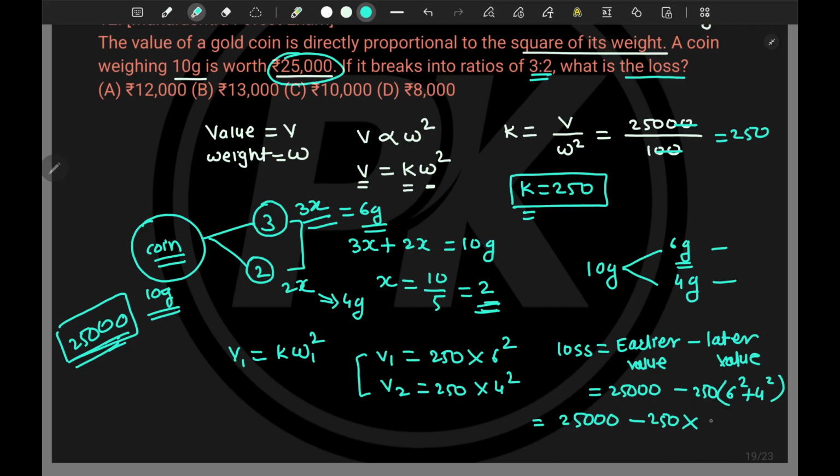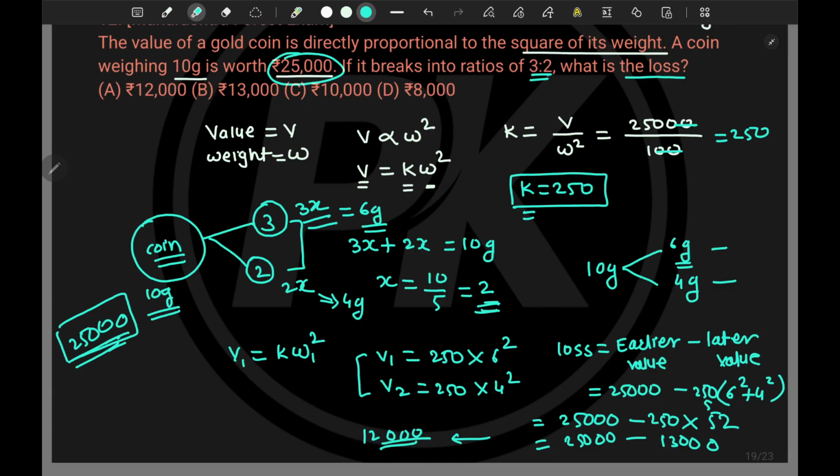So that will be equal to 52, right? Now tell me the final value. If I do 250 into 52, so 0 as it is, 25 twos are 50, 25 fives are 125, 125 and 5 is 130, then 13,000, right? So now 25,000 minus 13,000, that will be equal to how much?